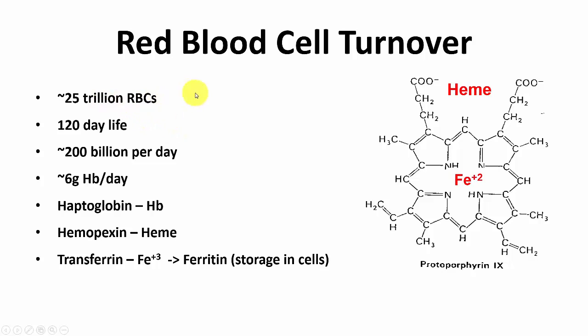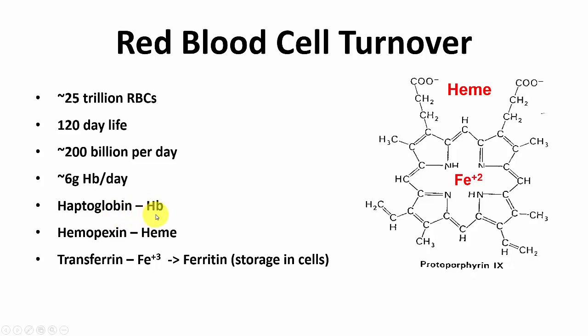For red blood cells, for example, we have 25 trillion red blood cells. They live for 120 days, so 200 billion are dying and being remade every day. 200 billion. That's 6 grams of hemoglobin a day.